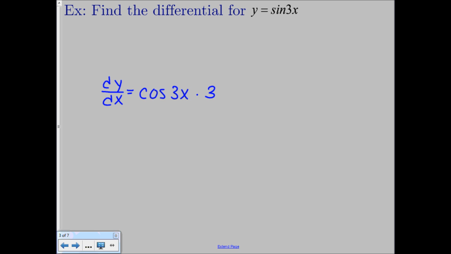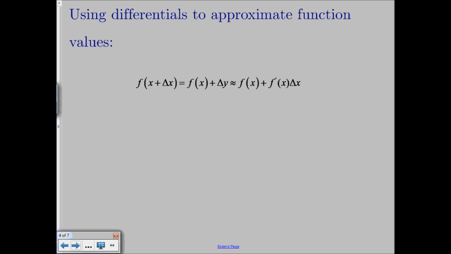So now if we multiply both sides by dx to cancel it over here on the left-hand side, we're going to get that dy, or our differential, is equal to 3 cosine of 3x dx. So that's all you have to do in order to find a differential, is you just take the derivative and multiply your dx to the other side. It's going to work the same way for every single problem. Okay, so now we want to use a differential to approximate a function value.